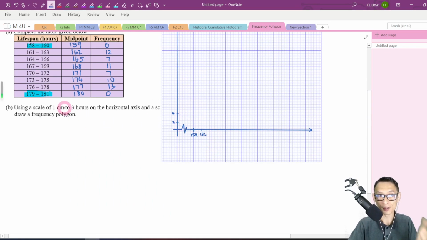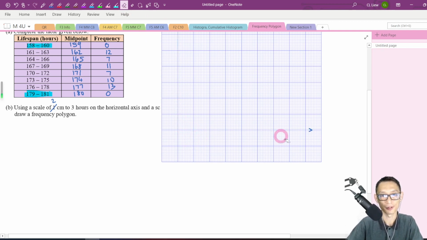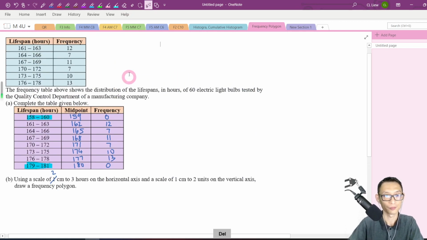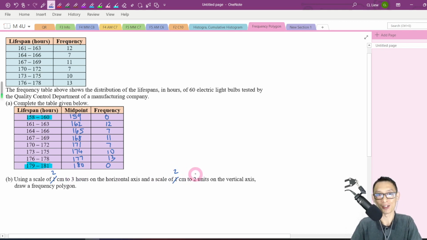Now you already know the difference between 1 centimeter to 3 hours and 2 centimeters to 3 hours. This is 1 centimeter to 3 hours and 1 centimeter to 2 units. Now I'm going to change the scale. But remember, in the exam, don't change the scale. If the question says 1 centimeter, you have to follow the scale given. Here, because I want to explain and let you see clearer, I'm going to change the scale so all the numbers will not be so crowded together. So I'm changing the scale to 2 centimeters to 3 hours and 2 centimeters to 2 units. This will be easier for me to show you how to draw it. But remember, in the exam, you cannot change the scale yourself, okay?